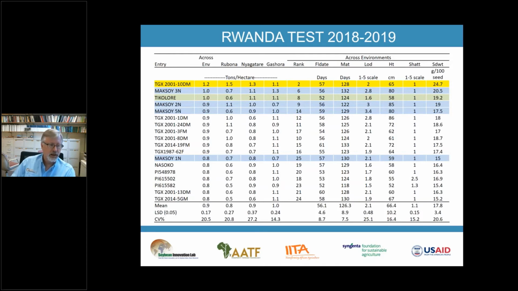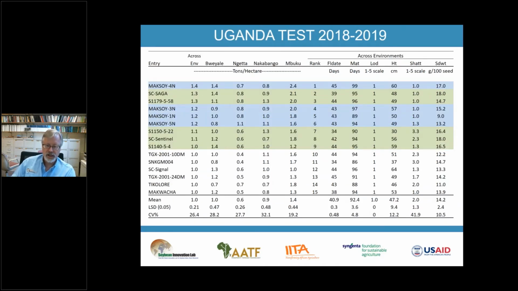In the Uganda test, the Maxoy lines highlighted in blue from Makerere University also performed very well, and they were the top yielding lines. Shows that, again, the Makerere University program is doing an excellent job of developing varieties for the Ugandan environment. Other lines that did very well, which are highlighted in green, are Seedco lines. Again, they performed very well in this test.